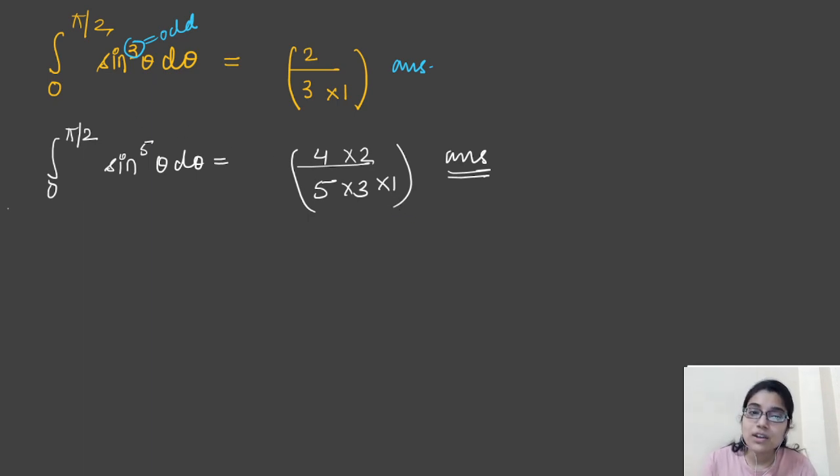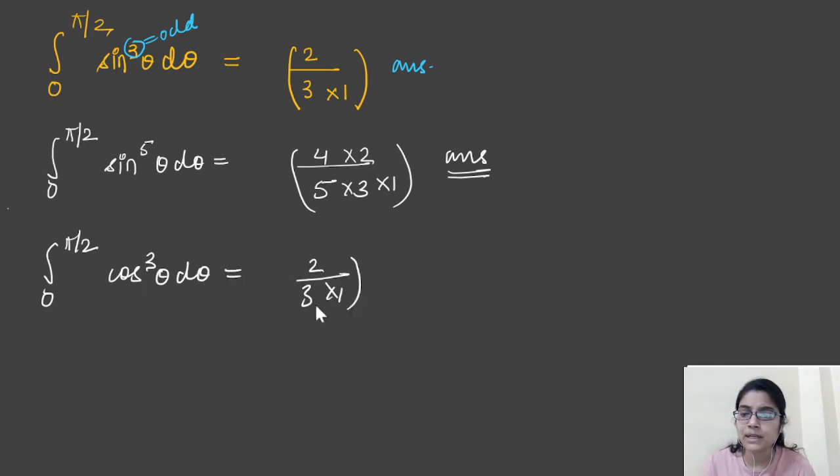And these questions can also be asked in the form of cos. Suppose somebody asks you what is 0 to pi by 2 cos cube theta d theta, then what will you do? Again the same trick is applicable there. But remember, this trick is applicable only when the limit of the integration is 0 to pi by 2. It is applicable only in this case. If it is from somewhere else to somewhere else, you cannot apply this trick.